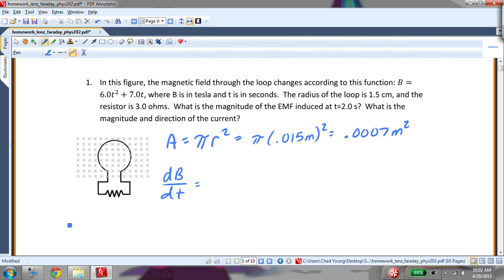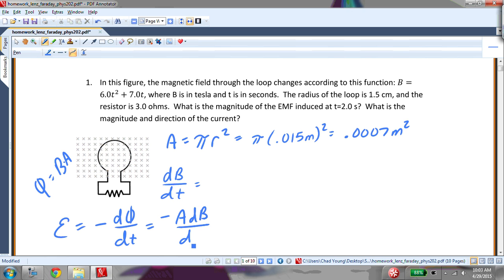because I'm looking for EMF. Let me just show you the big picture. I'm looking for EMF, which by Faraday's law is equal to the negative of the change in the flux in time. But remember that flux is equal to B times A. It's actually the dot product of B and A. So this dΦ/dt is going to equal negative A dB/dt. So I have A here. Now I need to find dB/dt.